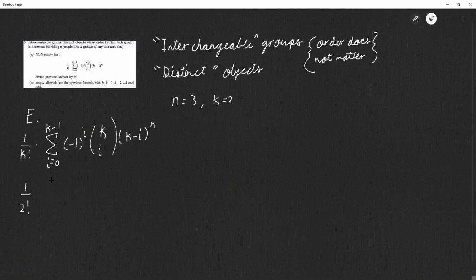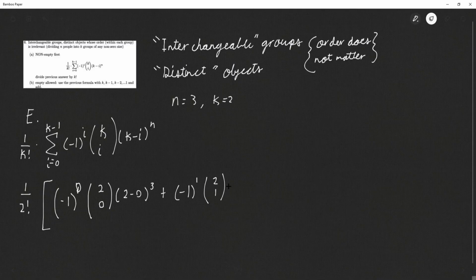and then we're going to have it multiplied by -1 to the power of I, multiplied by 2 choose 0, multiplied by 2 minus 0 to the power of 3, plus -1 to the power of 1, multiplied by 2 choose 1, multiplied by 2 minus 1 to the power of 3. And that's where that will get stopped.